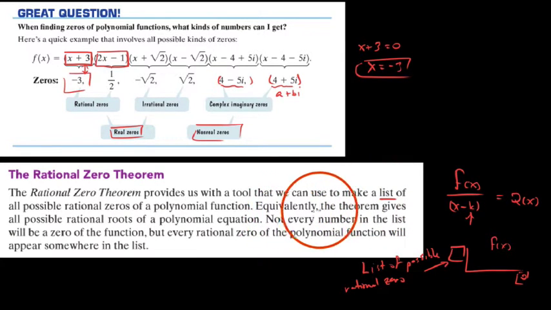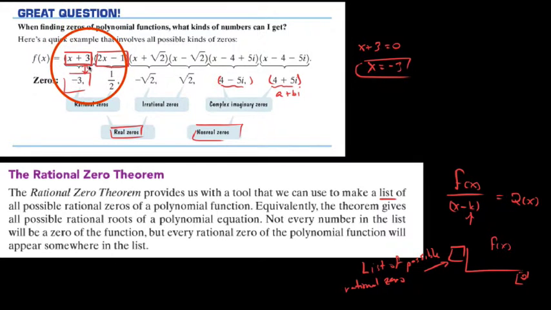So you'll read here, it says equivalently the theorem gives us all possible rational roots of a polynomial equation. So not every number in this list we make will be a zero of the function, but every rational zero of the function that exists is going to be on this list, which is the convenience here.